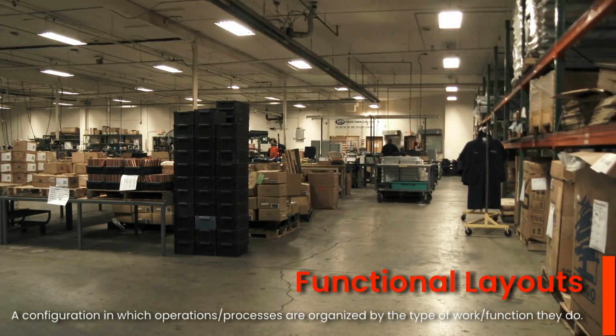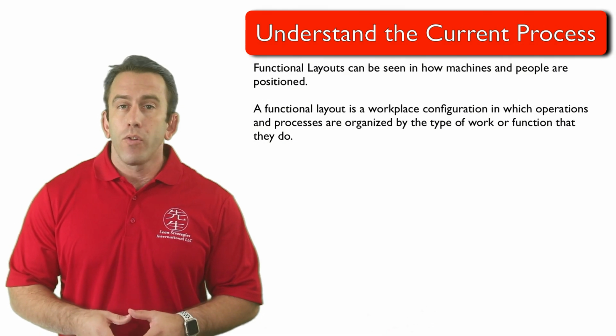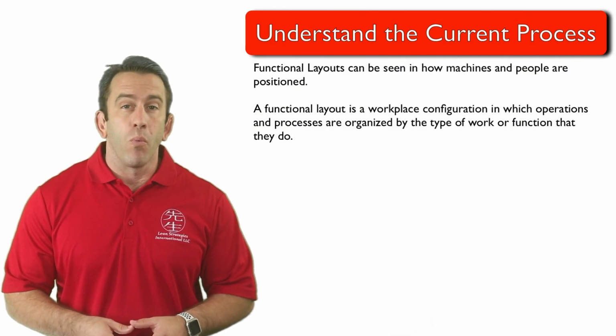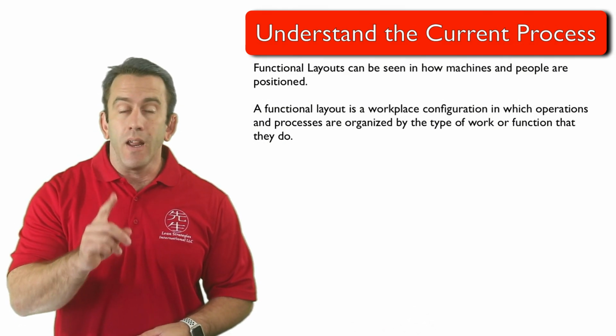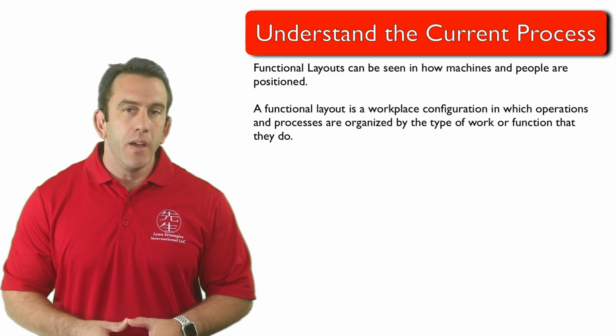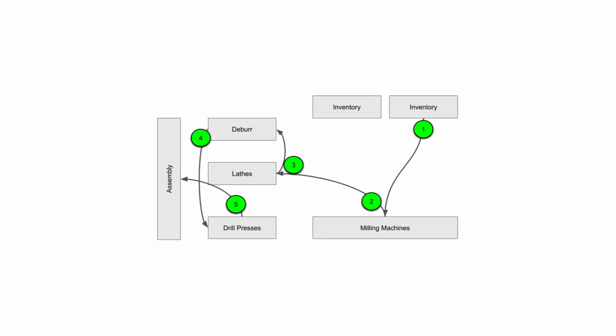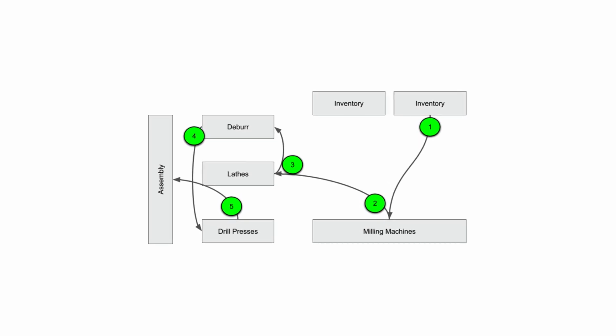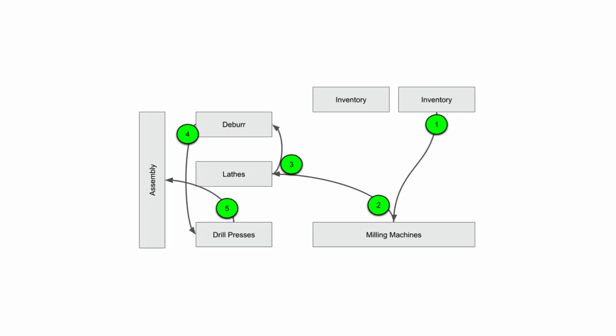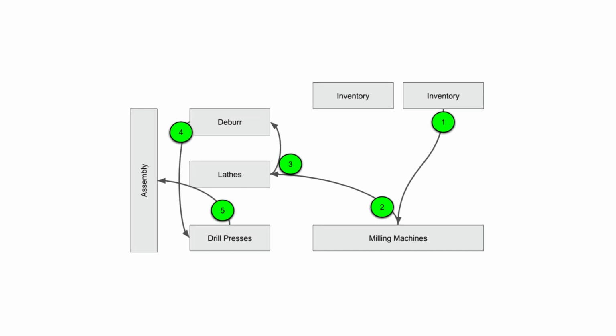function that they do. In these functional layouts, people are trained to perform work on one machine and one machine only. As you can see in the example, drill presses are all together. Assembly is together. Inventory and milling machines are all placed together.